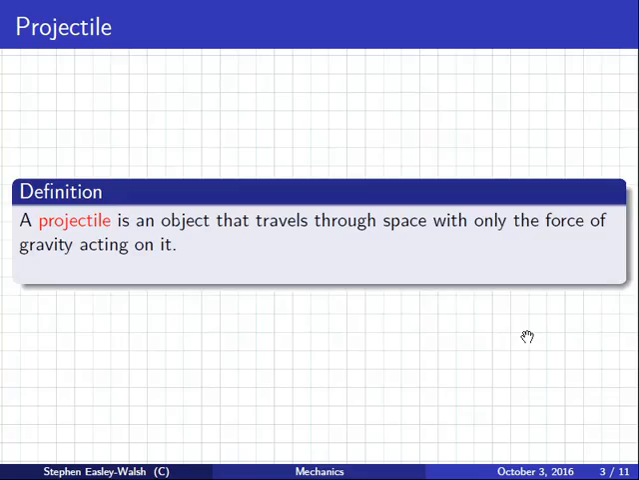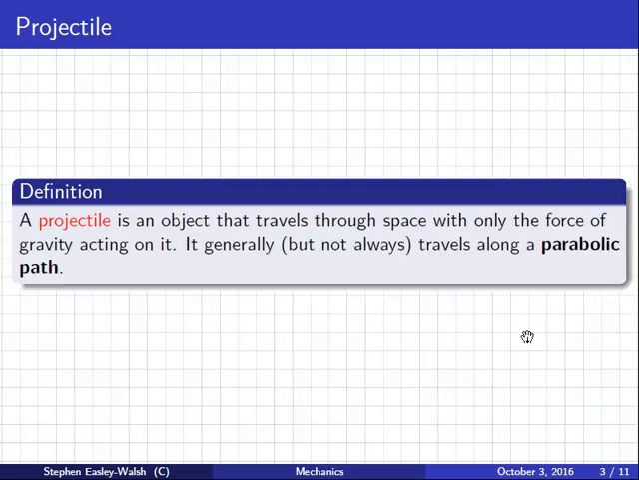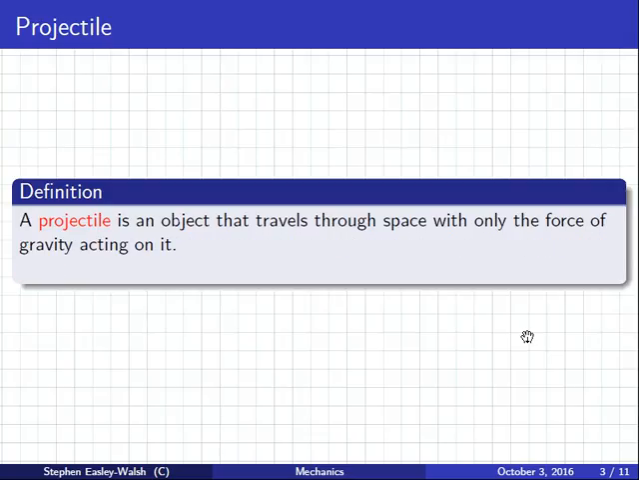So what is a projectile? A projectile is an object that travels through space with only gravity acting on it. That's the only force, gravity. Generally it travels along a parabolic path, which we'll have a look at in the picture in a second. So in other words, a projectile is anything traveling through space where the only force is gravity. If you can write this definition down, you really only need this part as the definition.